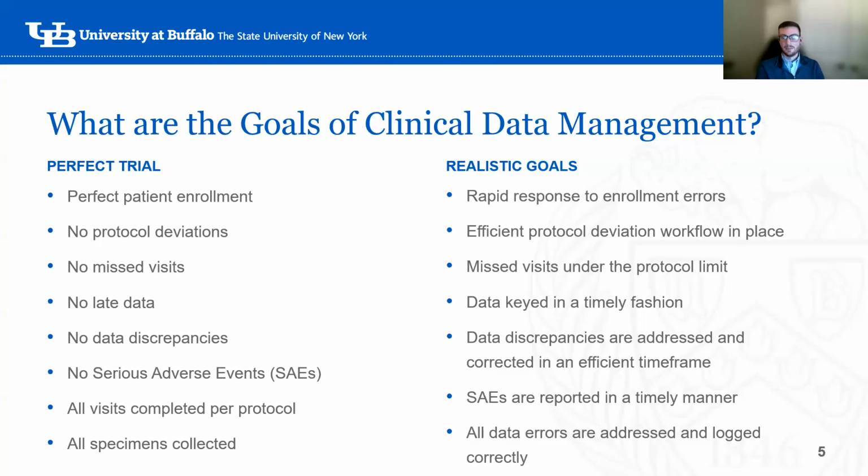And then missed visits under the protocol limit, we just want to make sure that we're monitoring those. If a protocol states how many visits could be missed before the participant is supposed to be removed from the protocol, we want to be monitoring that. We usually have some reports that are in place, or we're tracking that along the way. And then we're communicating with the site personnel to make sure that if a participant does hit that limit, they know and they're aware that they need to take them off the protocol. We want to make sure data is keyed in a timely fashion. And that isn't just a kind of black and white thing here.